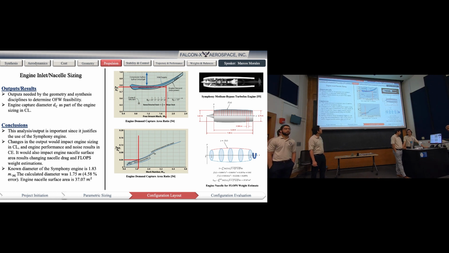So in terms of results, we compared our results to the known diameter of the Symphony engine, which is 1.83 meters. Our calculated value is 1.75, which is within 4.58% error, so it's pretty good. And then our nacelle has a surface area of 37.0 centimeters squared, and this is going to be an input for weights and balances whenever they do their FLOPS analysis to estimate the weight of the aircraft.